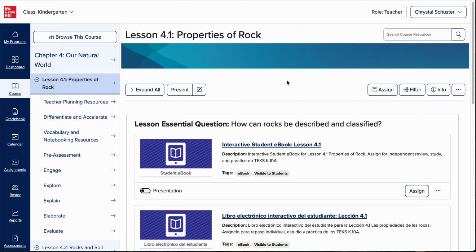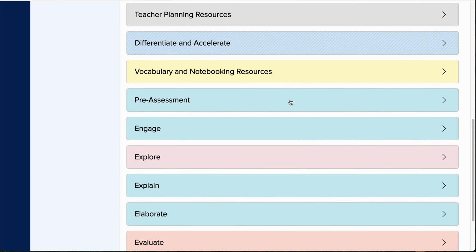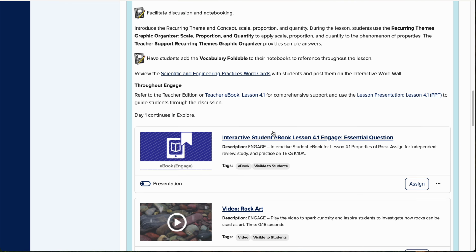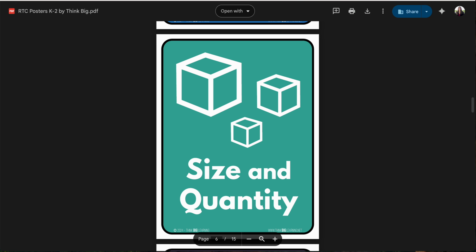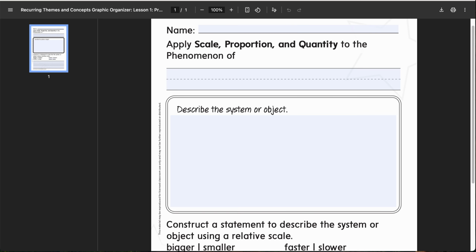And so in our instructional materials, we can go to Chapter 4, Lesson 1, and we go to the Engage blade. In the Engage blade, you'll find the recurring themes graphic organizer, scale, proportion, and quantity. And of course, we are calling that size and quantity with our students in K-2. And then you also have the teacher support document for that graphic organizer. So let's look at those.